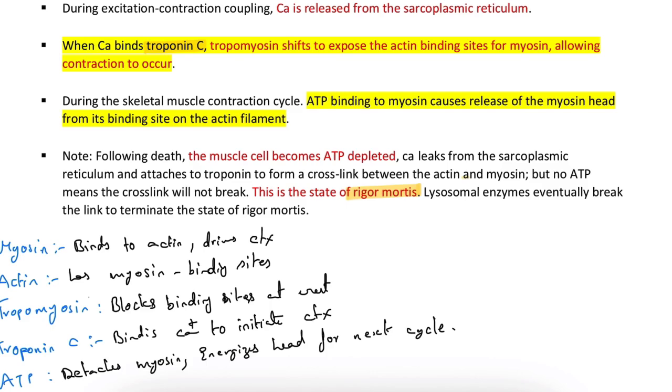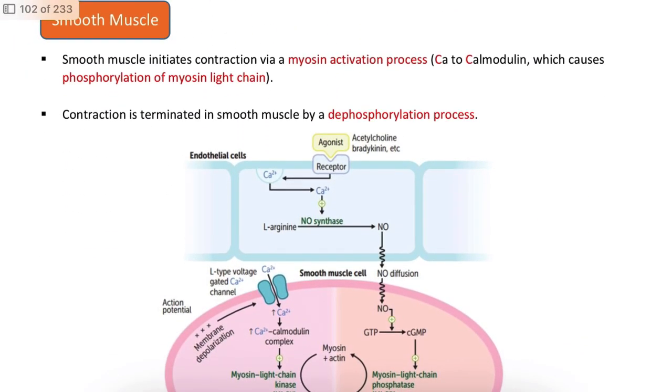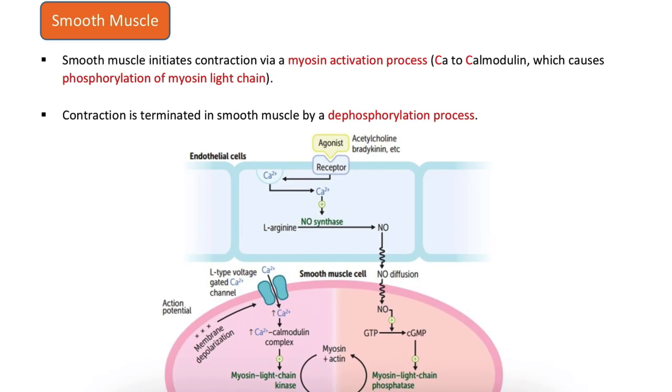Next we are going to discuss smooth muscle and its contraction. This smooth muscle is mostly found in the walls of blood vessels, bronchi, GI tract, uterus and bladder. It is involuntary and non-striated muscle. Contraction is initiated not by troponin but by phosphorylation of myosin. Now we are going to see the step by step process of smooth muscle contraction.